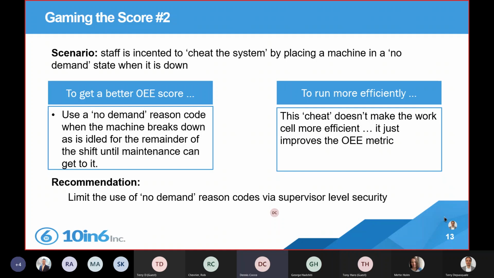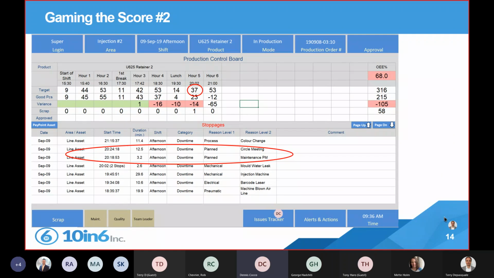That way, you can't just game the score whenever you feel like it and start removing productive time from the shift. As you can see from our hourly production control board here, where you have your hourly targets and you're tracking your good pieces and your variance, in this case, we had 2 instances of downtime, one for 3.2 minutes and one for 12.5 minutes. The reason codes that were entered here are planned downtimes, circle meeting and PM activities.